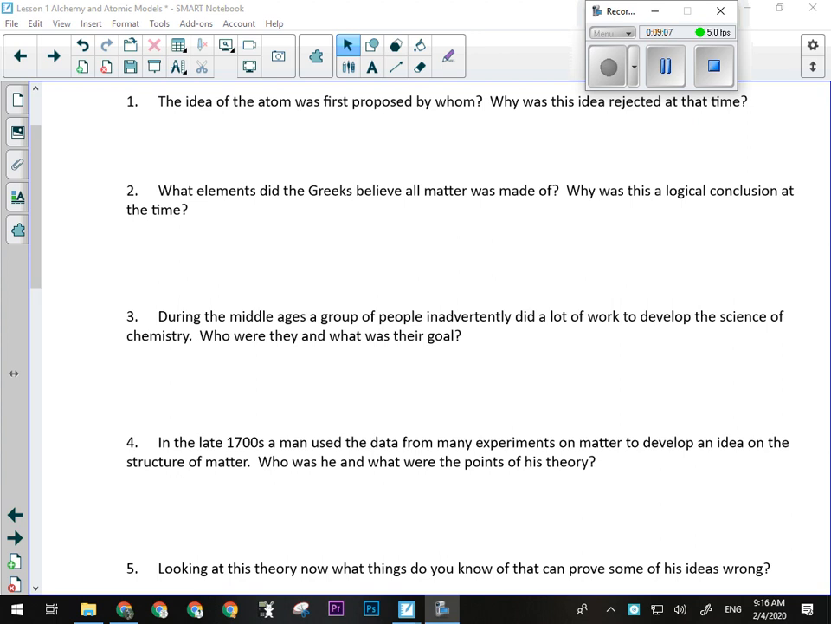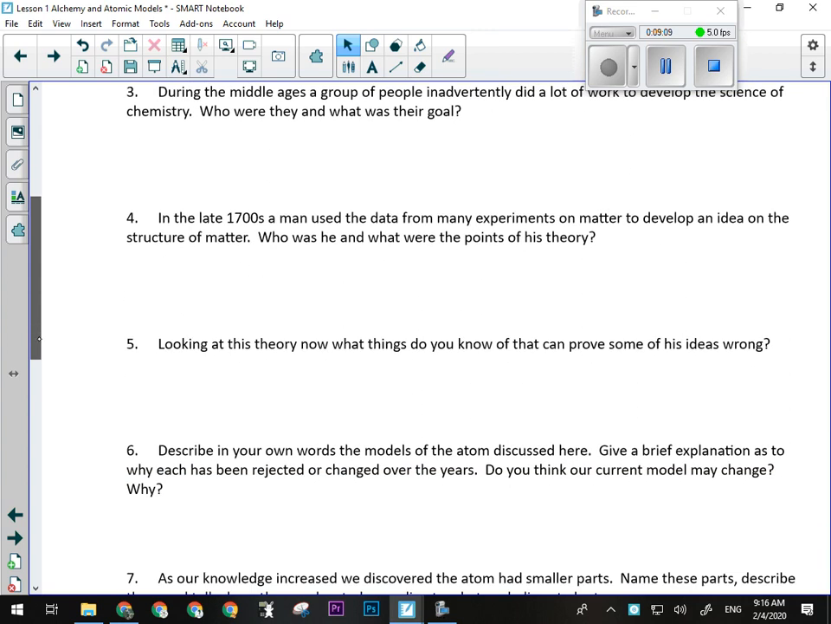In the late 1700s, a man used the data from many experiments on matter to develop an idea on the structure of matter. Who was he and what were the points of his theory? Who came up with that?